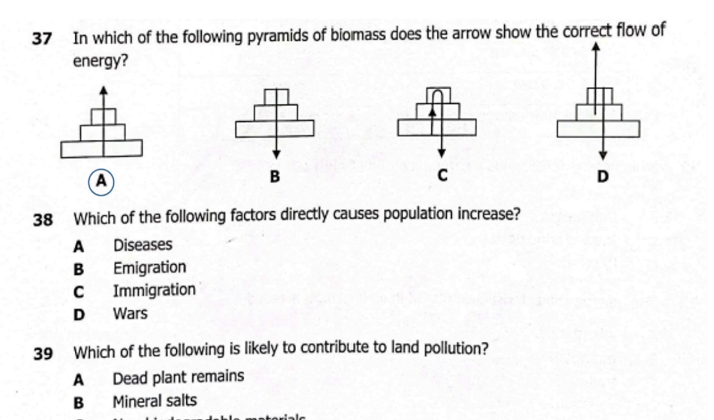Question 38. Which of the following factors directly causes population increase? A. Diseases. B. Emigration. C. Immigration. D. Wars. The correct answer here is C. Immigration is a process by which organisms move into a population, while disease, emigration, and wars will reduce the population.